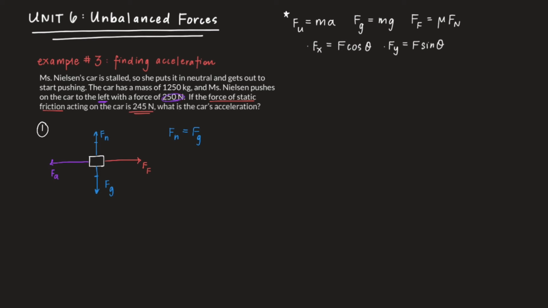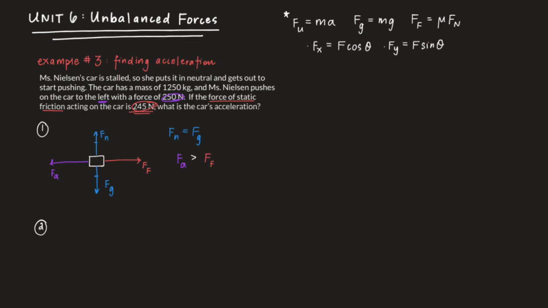Also, if we notice here, I am pushing on the car with 250 newtons, and friction is pushing on the car with 245 newtons. So we have an unbalanced force. I am winning this tug of war against friction. So the applied force is going to be bigger than the force of friction. That is how we determine our unbalanced force, that inequality there.